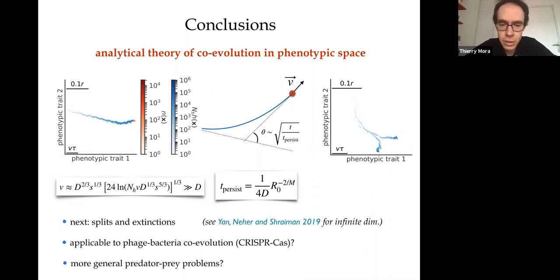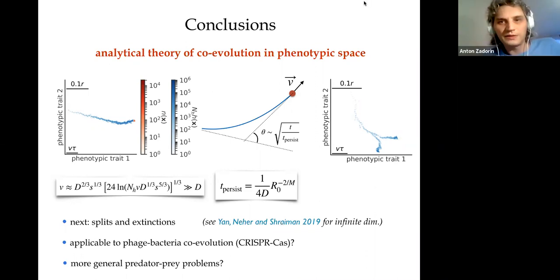And I should mention in this paper by Jan Neher and Scheiman, they looked at a slightly different model where they were not in phenotypic space. They were in genetic space, so infinite dimension, where any mutation is an escape mutation. In that case, they had a scaling theory for the rate of splits and also for the rate of extinctions. So people have already looked at this question.